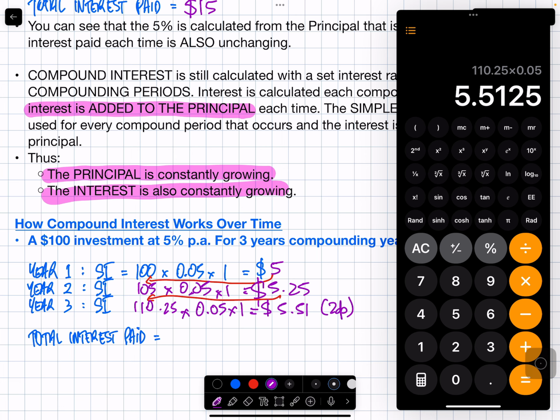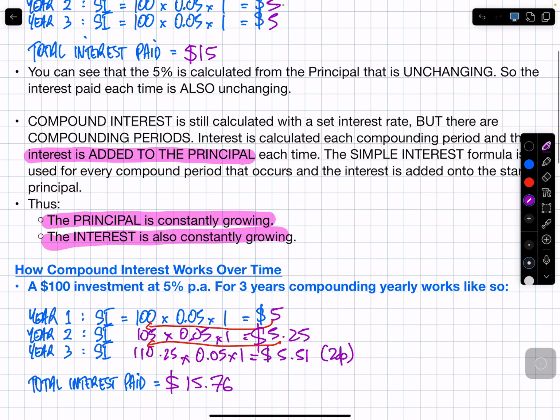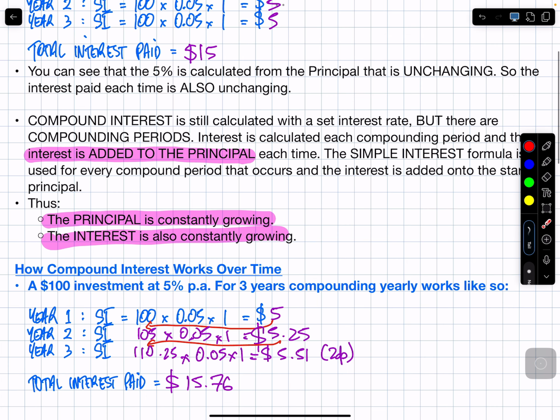Interest, so what's the total interest going to be paid? $5 plus $5.25 plus $5.51 is $15.76, which, although it's not much, is slightly more than the simple interest situation. Yeah, so that's why compound interest is more encountered in real life. I'm going to stop the video there.